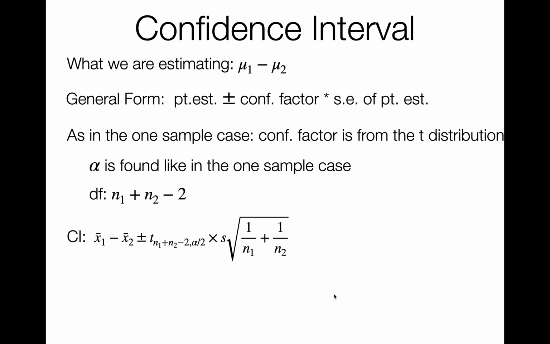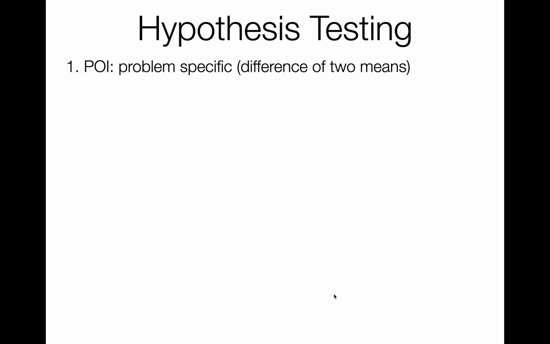And so then we get a confidence interval, which is very similar to the last time. All that's changed is the subscripts of the t, and then now we have this common pooled S in our standard error calculation. All right, so that's confidence intervals.